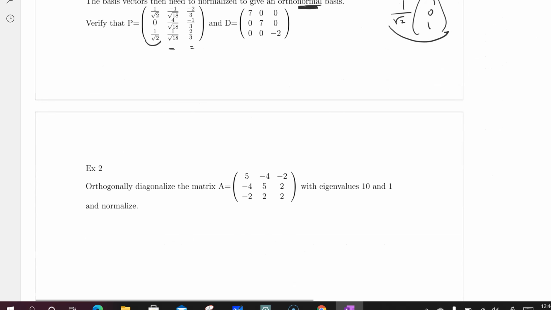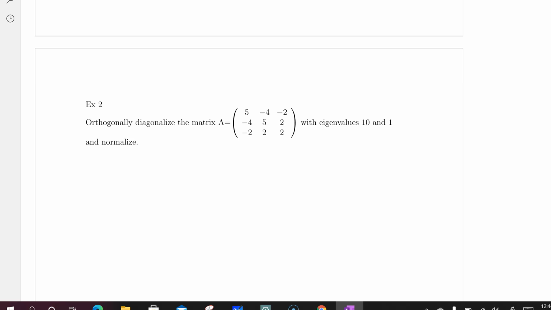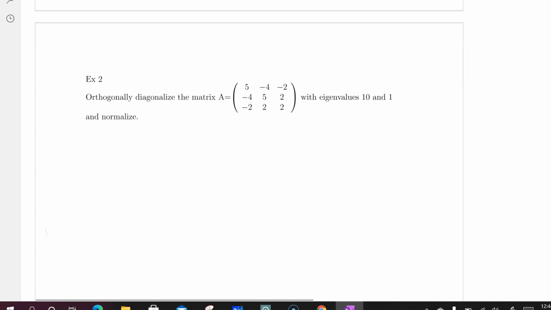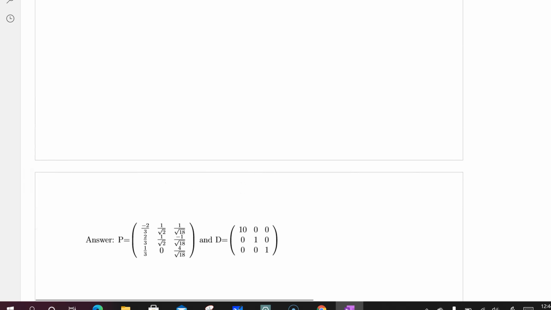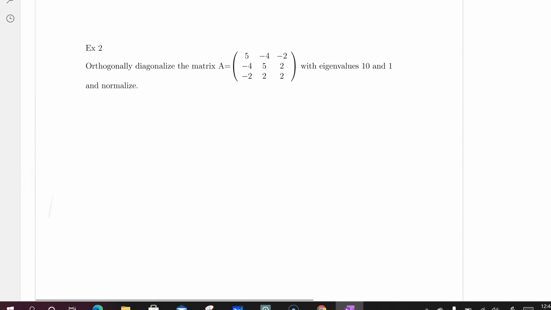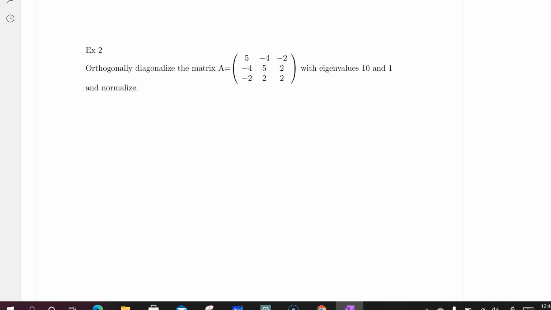All right, so here is one for you to do. I'm going to just write down the answers for you, if I had them. Oh, no, I do have them. So the answer is right here. There it is. So you get to find the orthonormal basis by finding the vectors and normalizing them at the end.